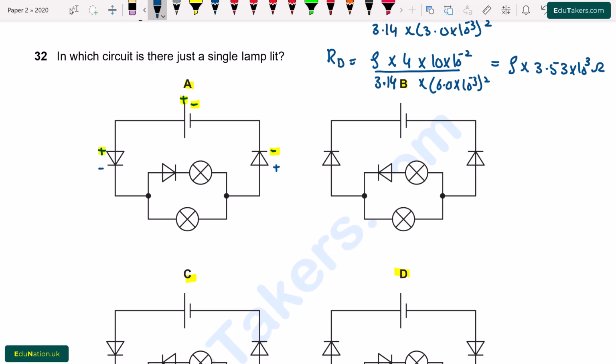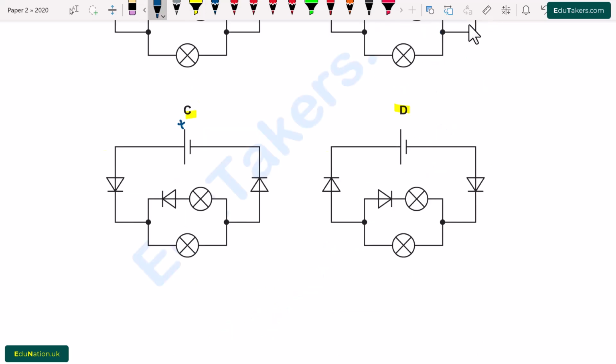In circuit B, we see here plus, minus, minus, plus, minus, plus. The positive terminal of the battery is attached with the negative. So it is basically reverse bias. So when there is reverse biasing, the current will not flow. Here is positive, negative, positive, negative, negative, positive. So the positive terminal of the battery is attached with the positive. The negative terminal of the battery is attached with the negative. So there is forward biasing, but this diode is reverse bias.